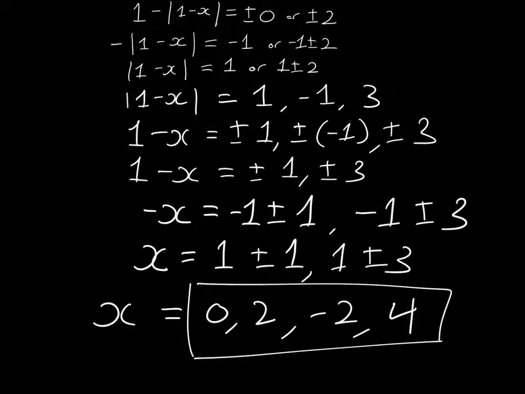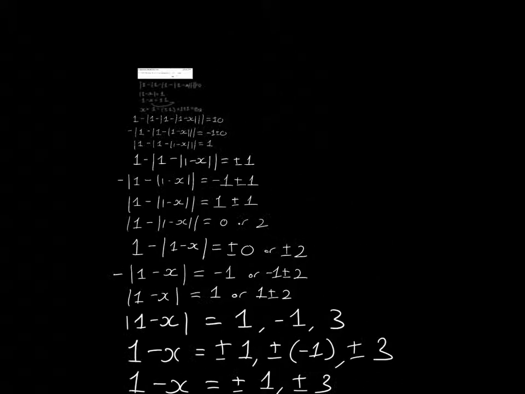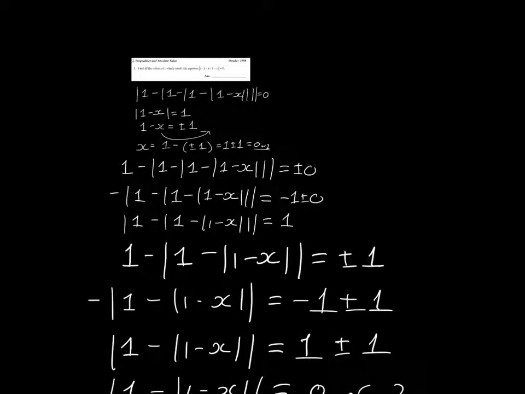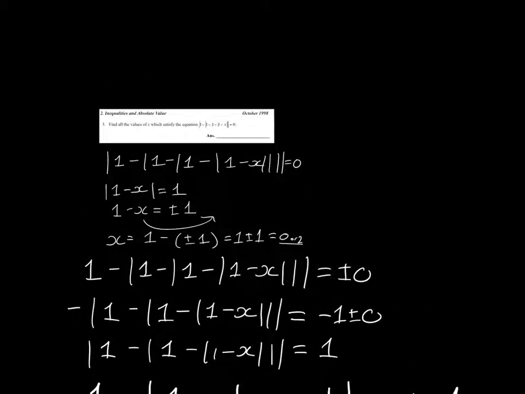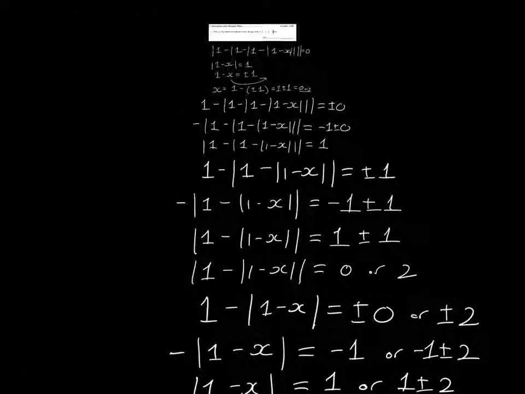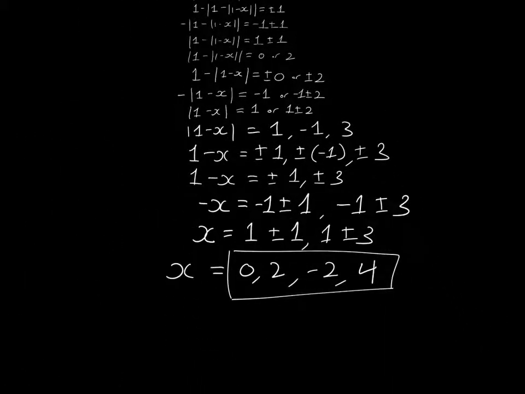So basically how to do this problem, if we look back up here, is you just use the fact that absolute value means it can be plus or minus something. And then you just keep peeling it away and simplifying until you get to your final solution set.